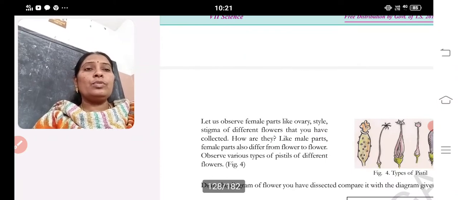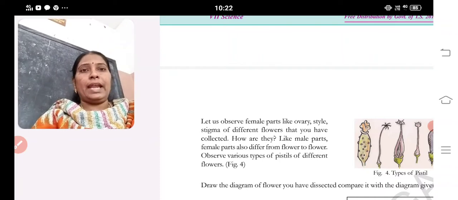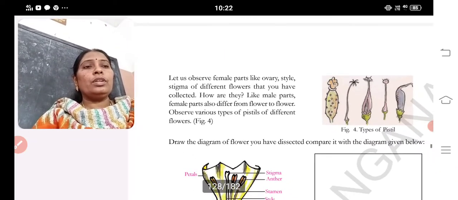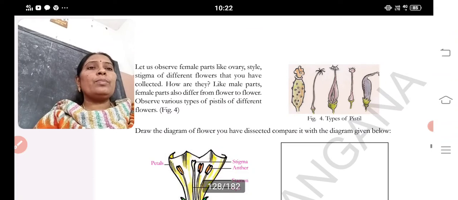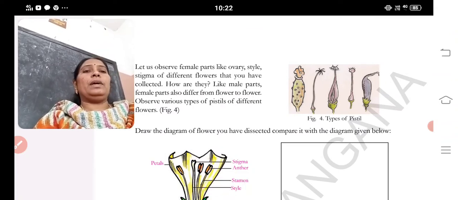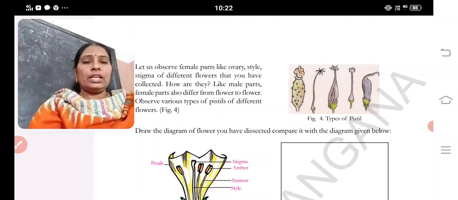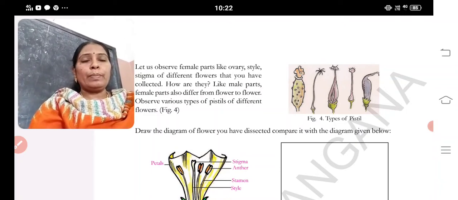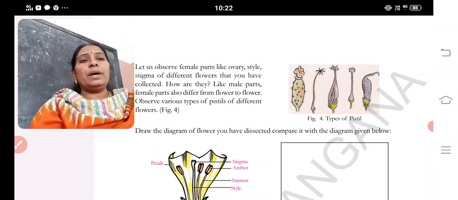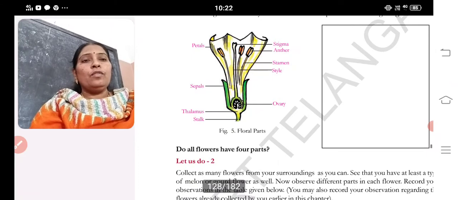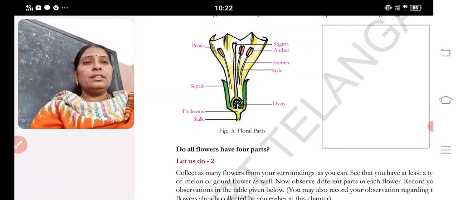Now let us observe the female parts like ovary, style, stigma of different plants. Okay. Now see the figure, types of pistils, and this type of structures you will find in flowers. They are said to be the female reproductive part. And now one diagram is given. With that you can understand what the reproductive parts of a plant are, that is, what the female reproductive organs and male reproductive parts are. So these are floral parts and petals.